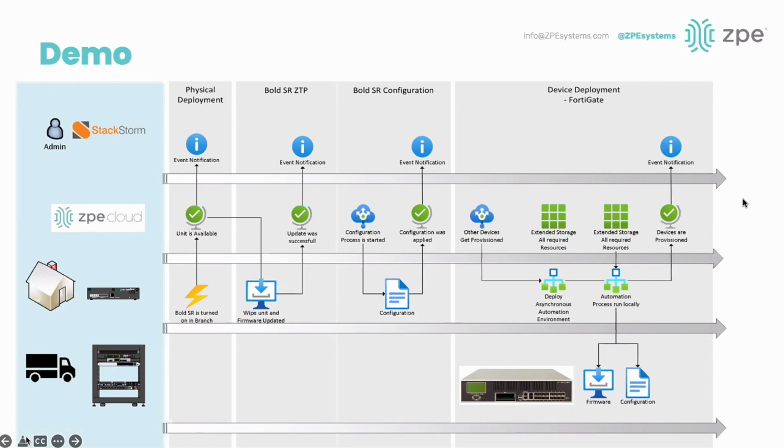So that is the first part here on the left-hand side. And on the second part of the demo, we're going to do exactly the same thing to a physical appliance, in this case, a Fortinet firewall.